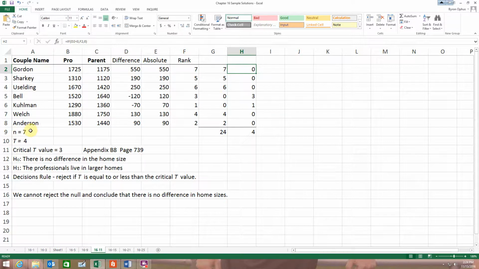Okay, and then at the 0.05 significance level, I have to figure out what my critical t value is. I got that down here, and I have to go to page 739 back there, one of those charts. I don't have a chart like that on the computer to show you, so you're just going to have to go look. And this is not a two-tailed test, right? It's a one-tailed test because I'm trying to determine whether or not the professionals live in the larger homes.